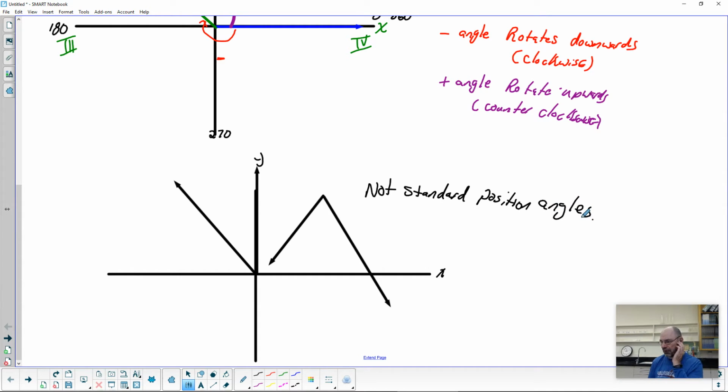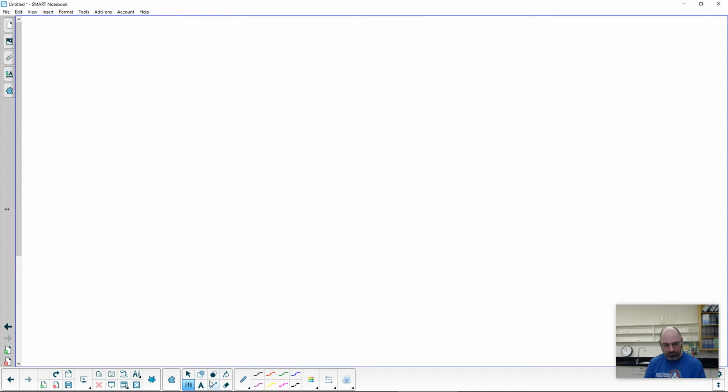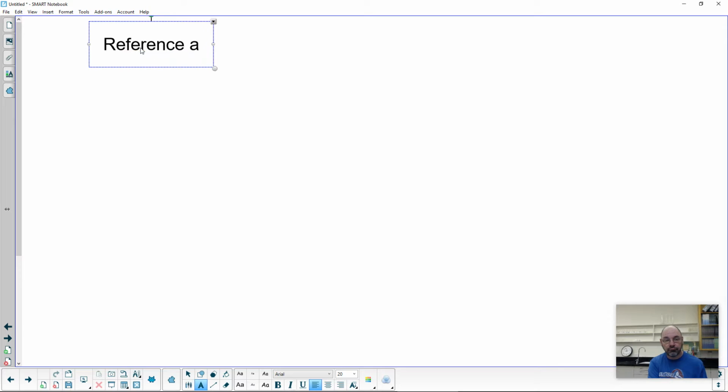The next thing we're going to look at is reference angles. They follow along with standard position angles. Let me flip ahead to the next page for reference angles, and we'll take a look at what reference angles are. So if I were to ask, what is a reference angle?